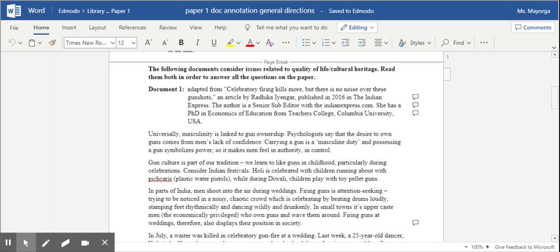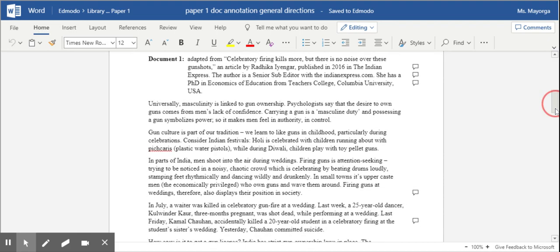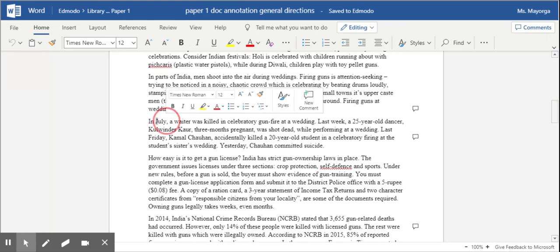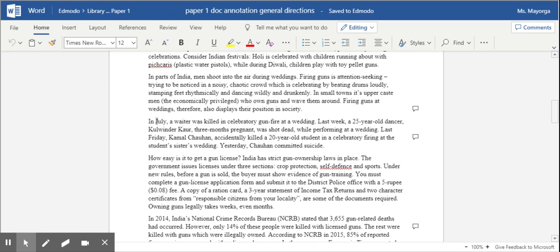So if I look through it, the first paragraph, mostly premises. Second paragraph has examples of different holidays. The third paragraph details more of that. And then specifically in the fourth, we get two different examples of people who were killed, one in July and one that happened recently to the publishing of the article. So you see that right here, July, and then last Friday.